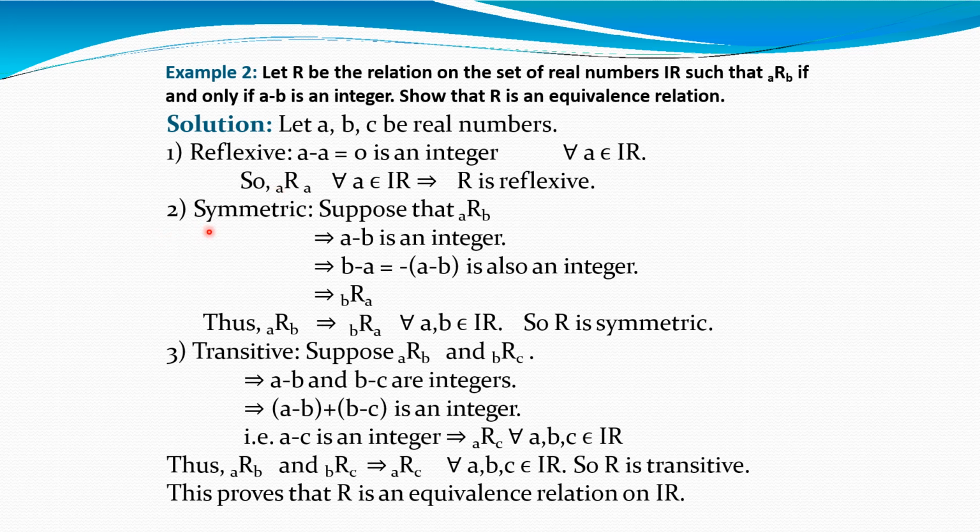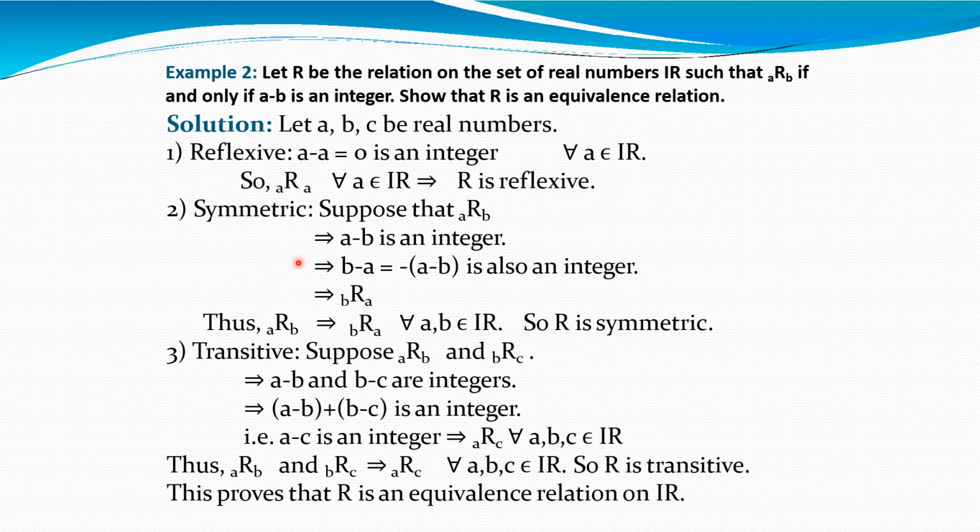Now the second property is symmetric. In symmetry we have to show that whenever A is related to B, then B is related to A. So we start with the assumption that A is related to B for two real numbers A and B. By using the definition of the relation, A related to B implies A minus B is an integer. Now concentrate on what we have to prove, that is B related to A. By definition B will be related to A if and only if B minus A is an integer. Now here we got A minus B is an integer. We can write B minus A as minus of (A minus B).